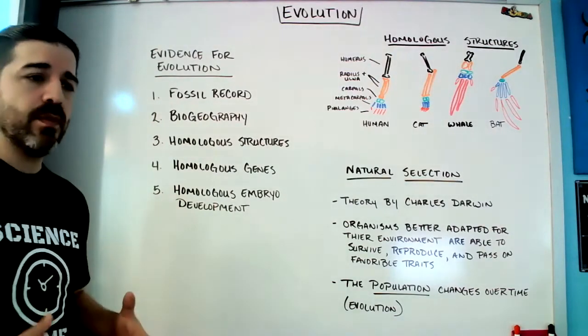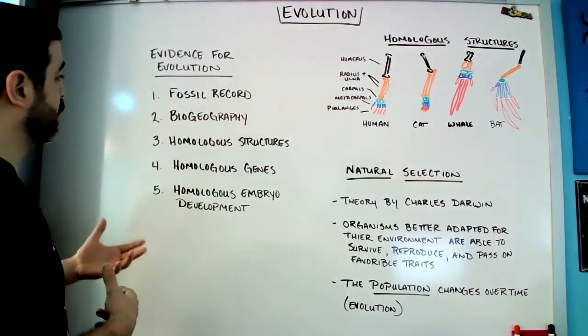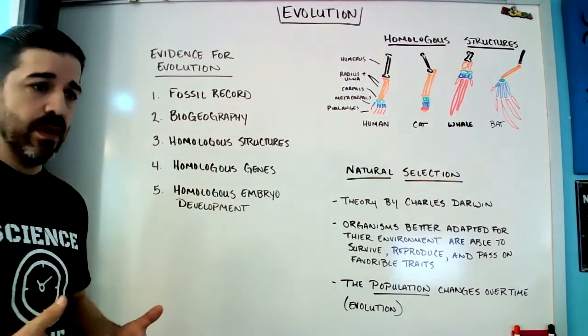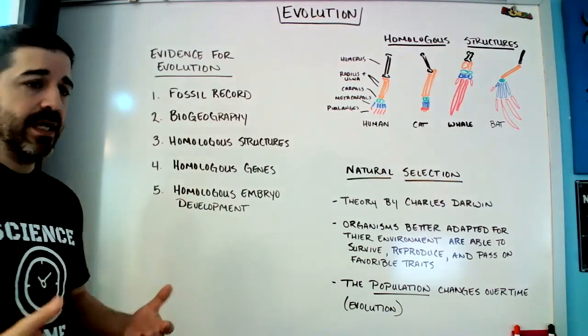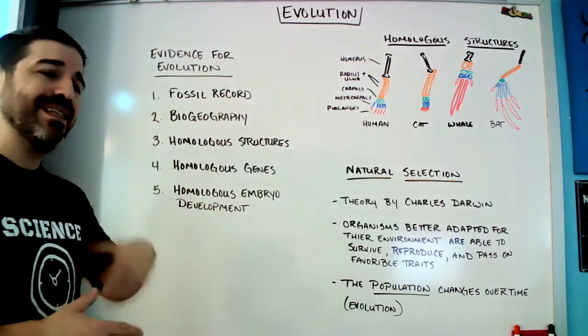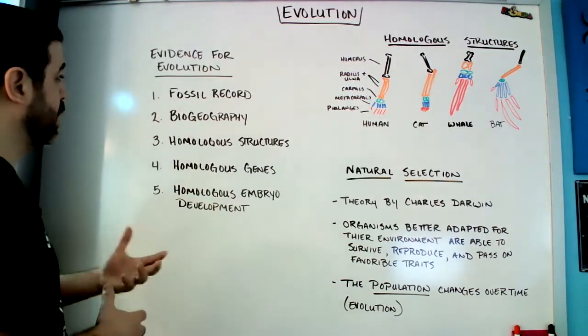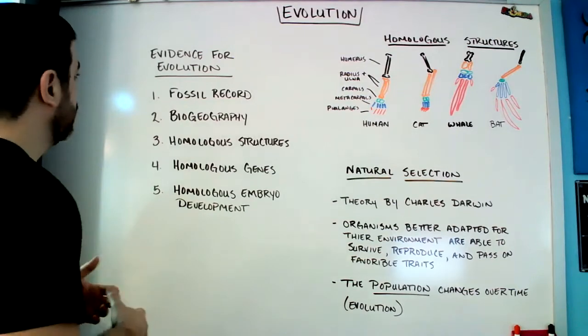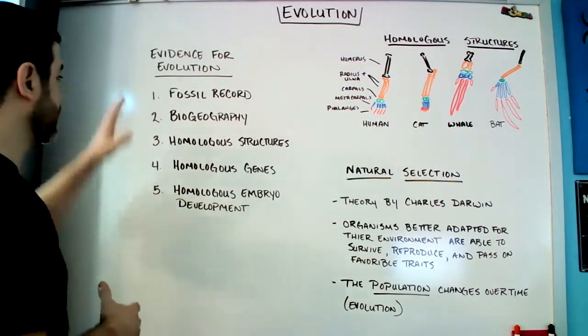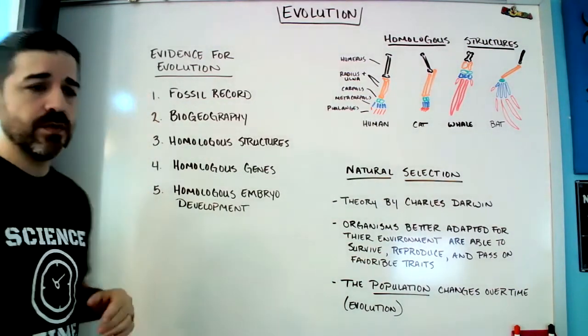When we're trying to determine whether or not evolution was a viable theory, we had to provide evidence for it, right? As any scientist would. Anytime you're trying to present a new idea, new theory, or new way of thinking, you have to provide evidence, right? So when we look at the evidence for evolution, it falls into 5 categories. The first of which is fossil record.